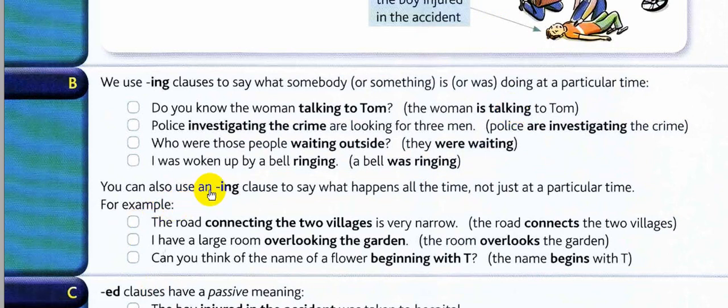You can also use an ing clause to say that what happens all the time, not just at a particular time. For example, the road connecting the two villages is very narrow.